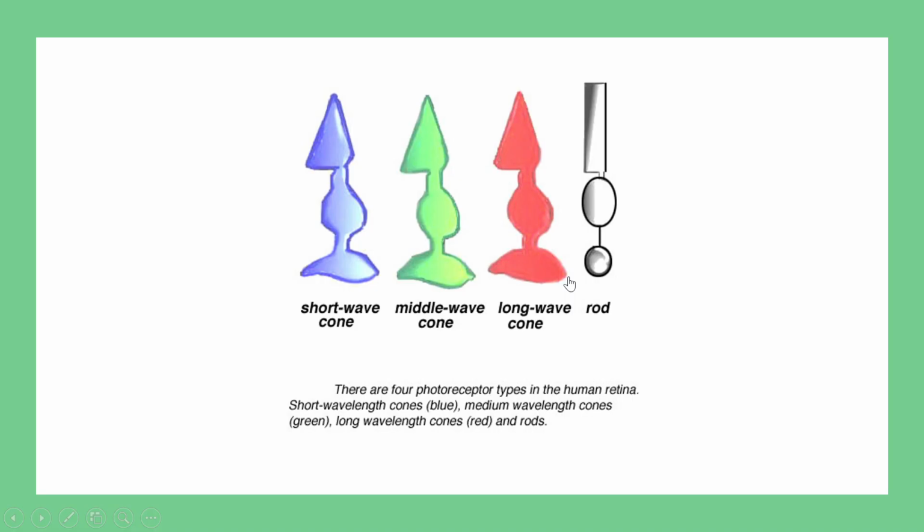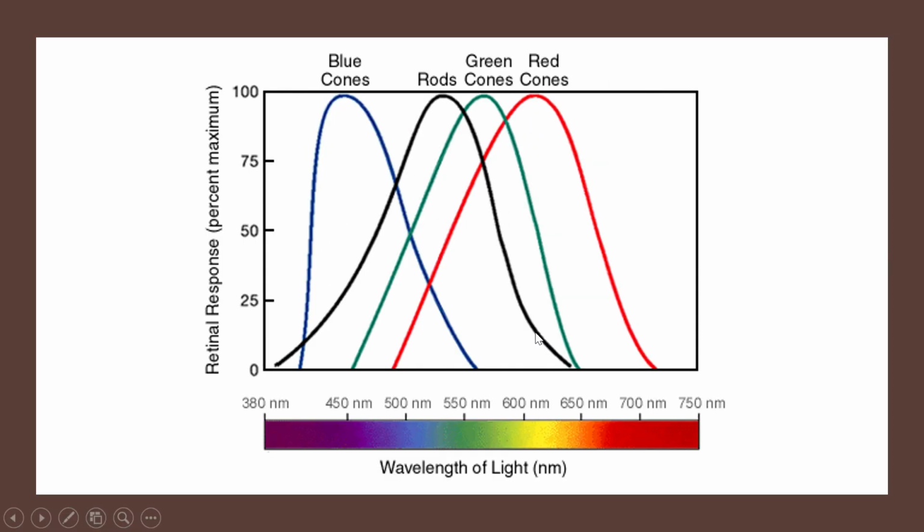Now going to the types of cones. There are three types of cones, depending on the color they are absorbing in the visible light. Like the short wave cone, that is blue, when it is absorbing light in the blue region. Then the medium wave cone, that is green, and the long wave cone, that is red. You can see here in this picture, the blue cones are the short wave cones which are absorbing in the blue region, and green cones and red cones. So this is the region where they absorb the maximum light.